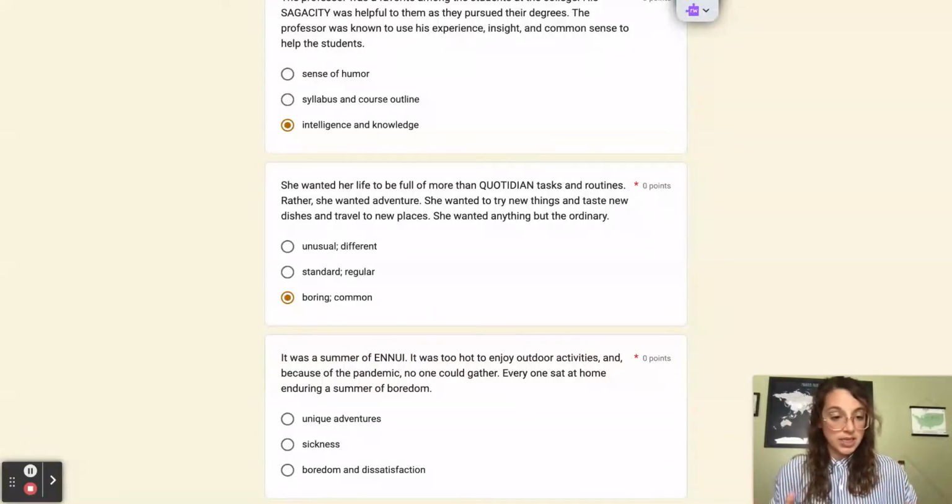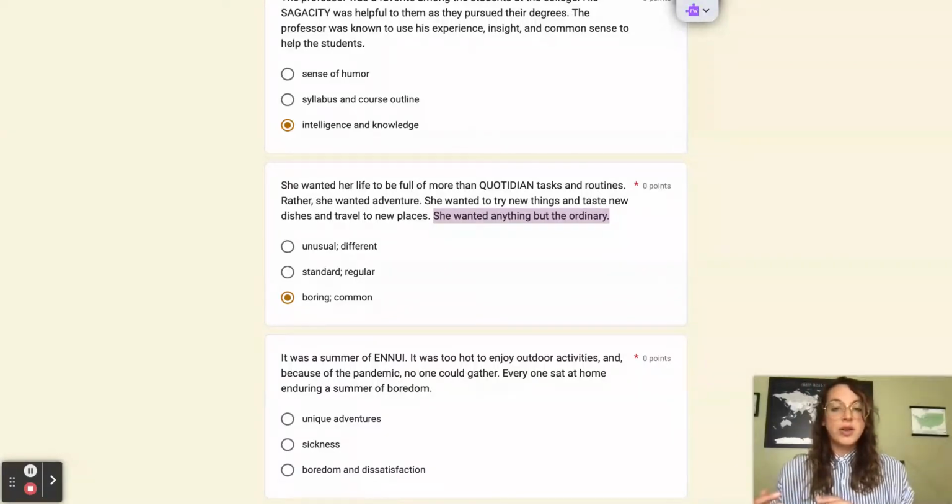And this is not within one sentence. Sometimes we have to look around the word at the couple of sentences that follow or the couple of sentences that come before. Here, we see that quotidian is describing the types of tasks and routines that she doesn't like. And the next line, rather, she wanted adventure. So, adventure, new experiences, that is the opposite of quotidian tasks and routines. And then later on, we have this phrase here. She wanted anything but the ordinary. She doesn't want the ordinary. And that matches this idea of not wanting quotidian tasks and routines.